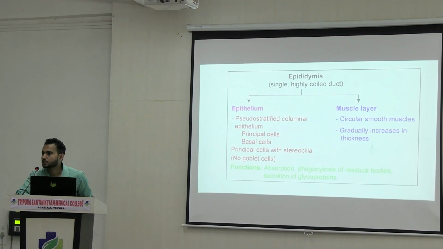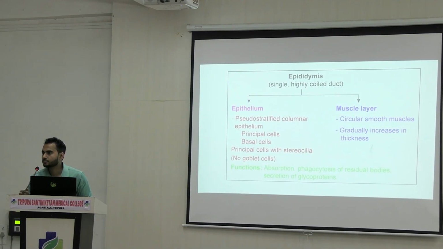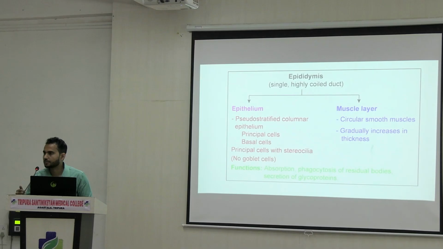Next, after the testis, what is the next part? Epididymis. Just now I have shown you in the diagram. From the testis, whenever the production of the different stages of spermatogenesis is taking place, after that where will it go? It will go to the epididymis.